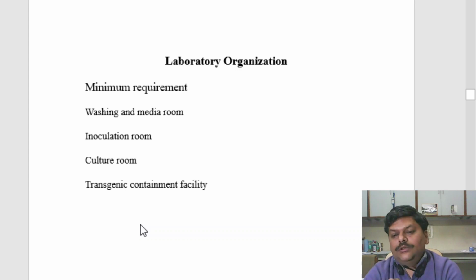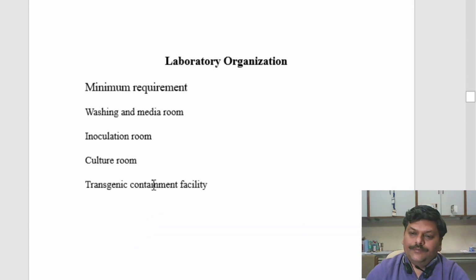Out of these components, the washing and media room and inoculation room can be in the same big room in two different corners, and the culture room can be a third extension to the same facility, as I will show you in a subsequent slide. Normally, the transgenic containment facility is outside the actual plant tissue culture laboratory.